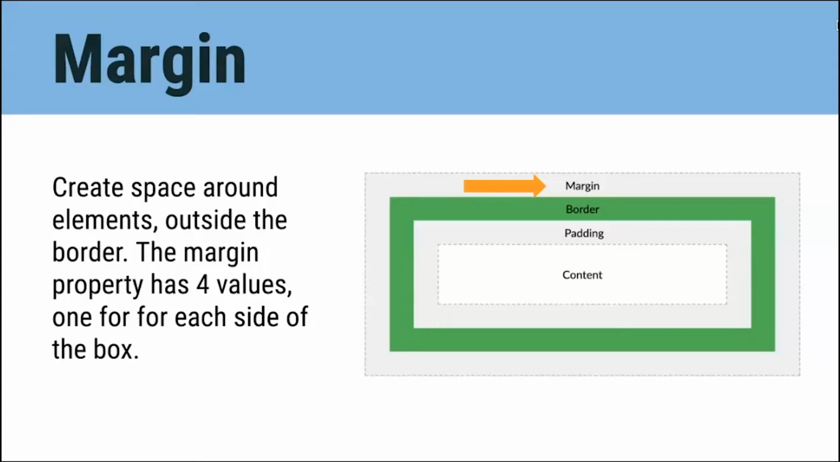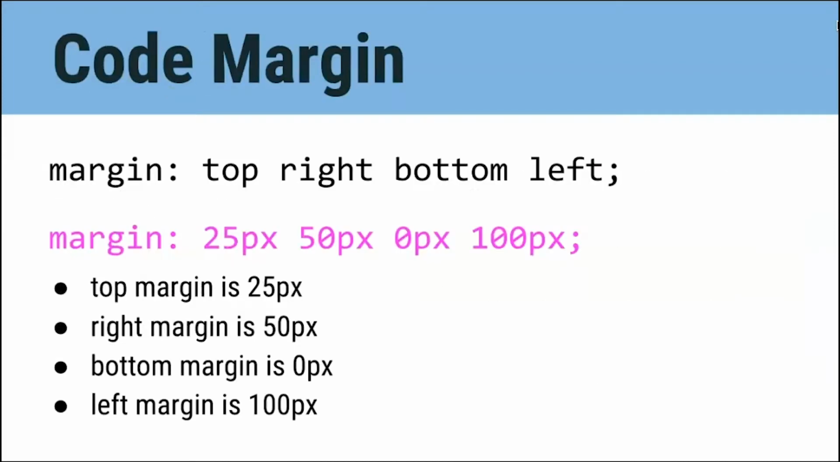First up, the margin. The margin creates space around an element outside the border. The margin has 4 properties, one for each side of the box. When we write the code for a margin of an element, we start from the top and write in the margins going clockwise. So the margins go top, right, bottom, left. In this example on the screen, margin, 25 pixels, 50 pixels, 0 pixels, and 100 pixels, the top margin is 25, the right margin is 50, the bottom margin is 0, and the left margin is 100.